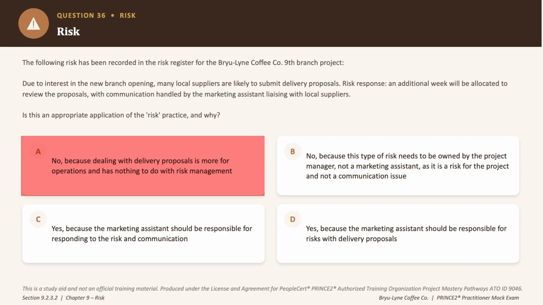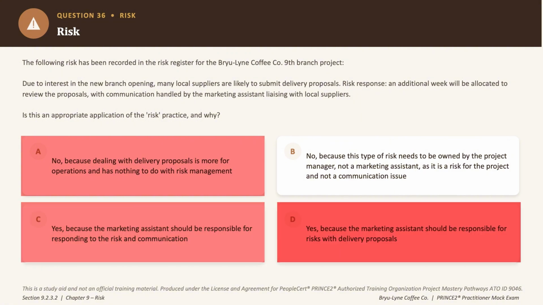Option C and option D both say yes. Handing the ownership to the marketing assistant is okay. But look, the risk owner is responsible for managing, monitoring, and controlling all aspects of the risks. And that's a project manager's call, not a communications or marketing call. A marketing assistant might action a specific task, but they shouldn't own the risk itself. Because that's the key distinction, and that is why both option C and option D are incorrect. So the correct answer to this question is option B, because this needs to sit with the project manager and not to be treated as a communication issue.